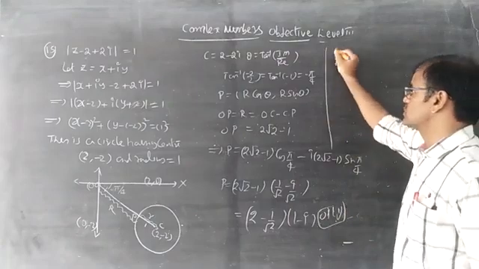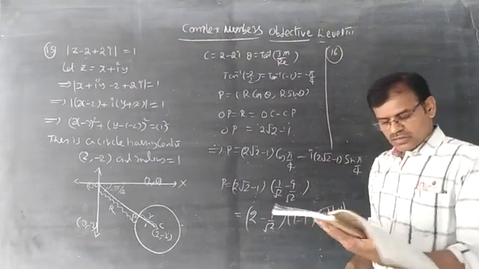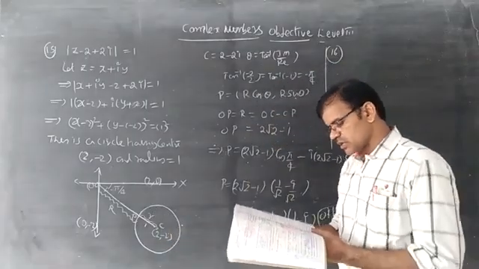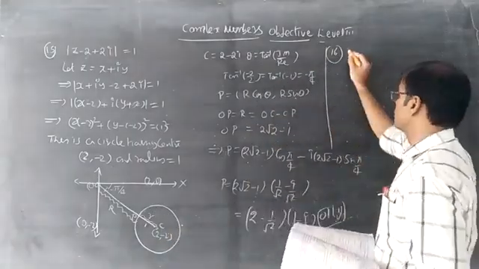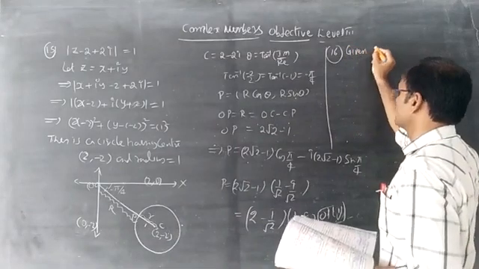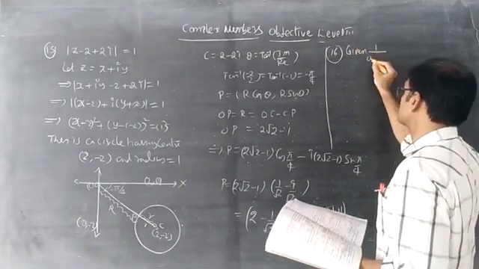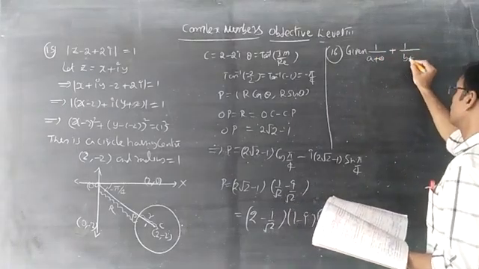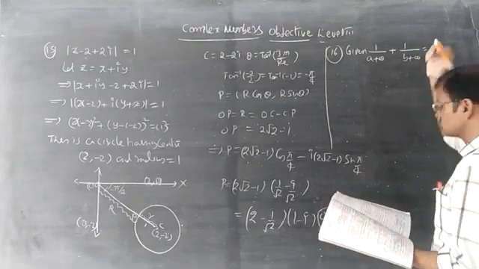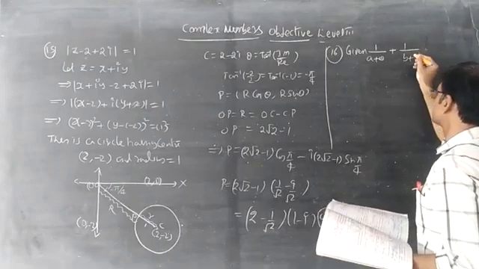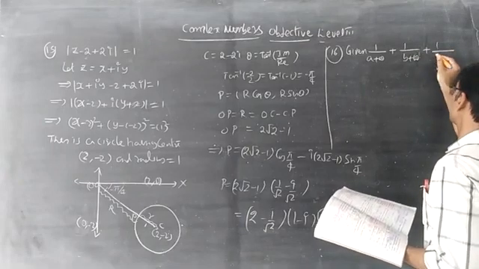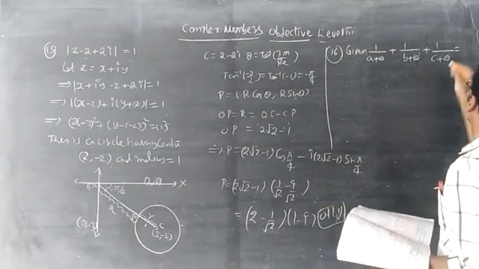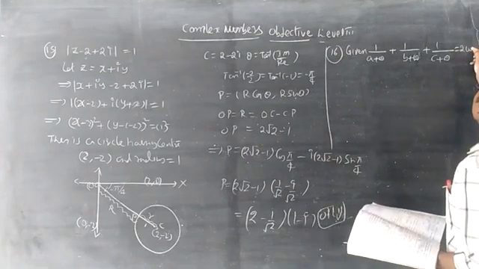Now 16th question. If omega is a complex root of unity and a, b, c are real numbers such that 1 by a plus omega plus 1 by b plus omega plus 1 by c plus omega is equal to 2 omega square. Logical thinking we can apply for this question.